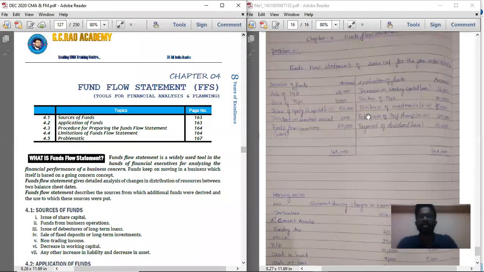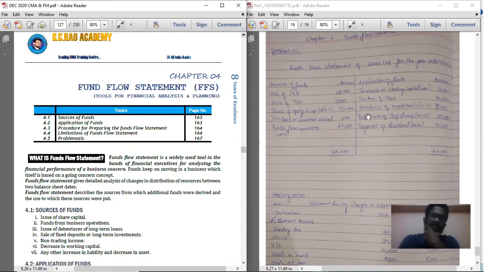Hello everyone. One more small chapter in this financial management is left over. That is the fund flow statement, Chapter number 4. Before that, we have finished all the financial management. We have covered all the chapters. Only the small chapter, the fund flow statement, is left over.